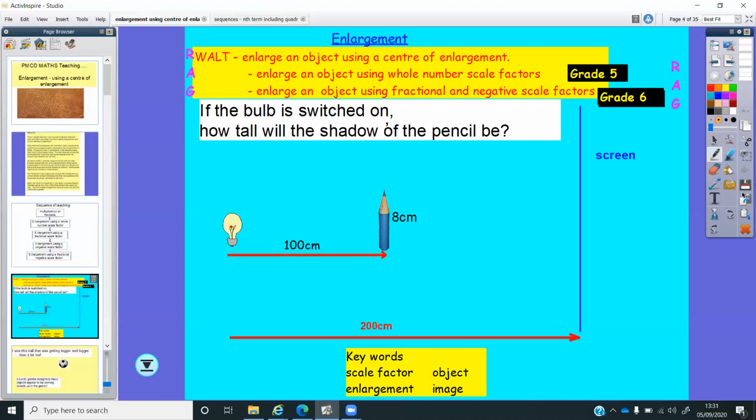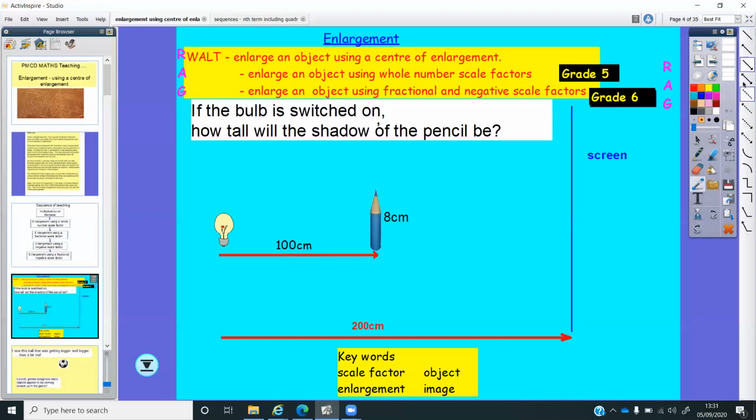The great thing about this, if you've got the interactive tool, and you pretty much can do this with anything now, is if the light bulb comes on, hopefully they do know that light travels in straight lines. There's going to be a shadow. If they don't, this might be a revelation to them. Why is it travelling in straight lines? Well, we've got a light ray.